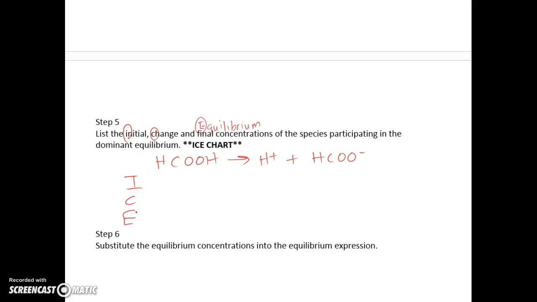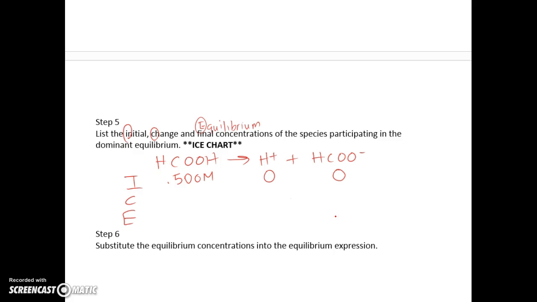Well, what concentration of formic acid did I start out with? When I started the reaction, I put 0.500 molar formic acid into water. Initially, I have none of this. Now, in a strong acid, all of this breaks apart into this and to this. So I would end up with 0 formic acid, and I would end up with 0.5 and 0.5. But in a weak acid, that's not the case. A strong acid completely dissociates.